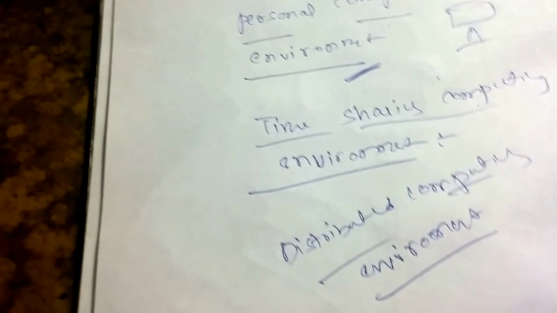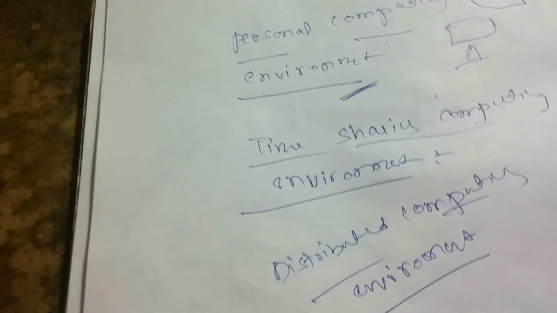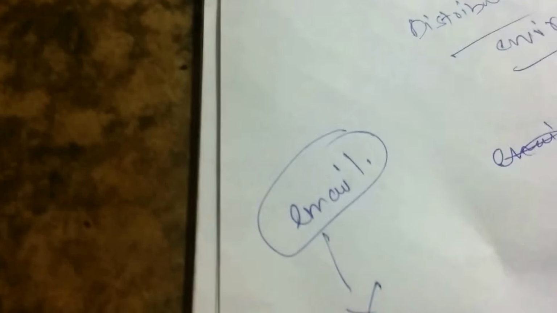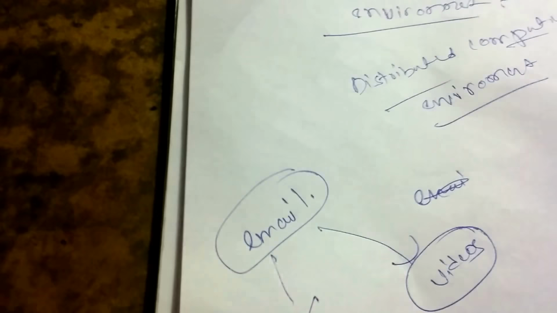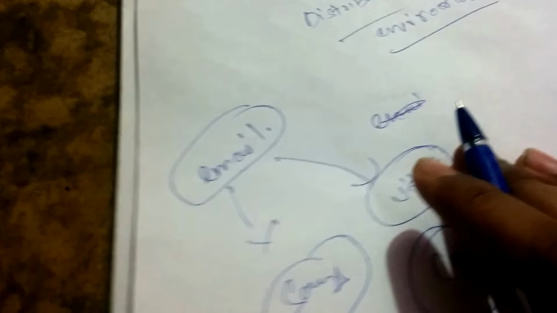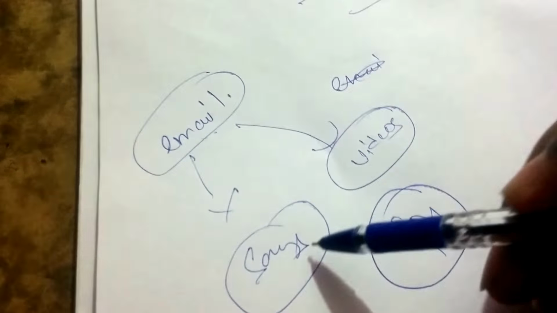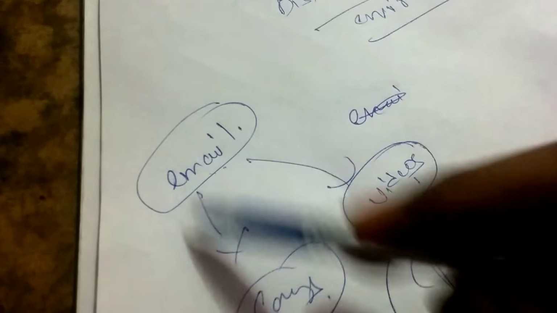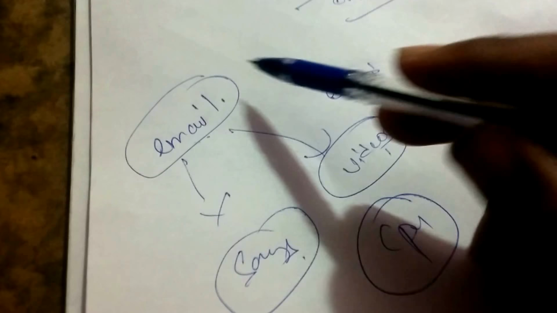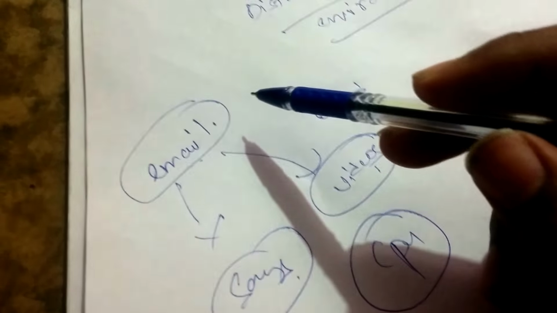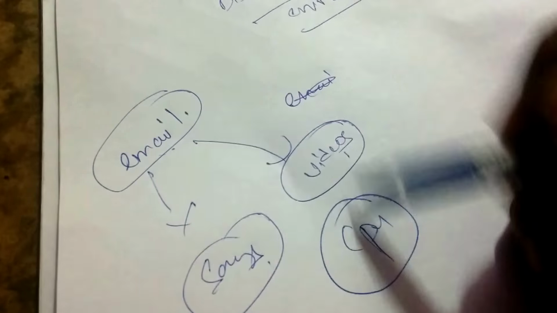Time sharing is something like email, songs, videos, CPU. You can perform multiple tasks on a computer. Like while sending an email, you can listen to songs and you can watch videos. This is nothing but multitasking. We are able to achieve this because we have computers that have a time sharing environment.